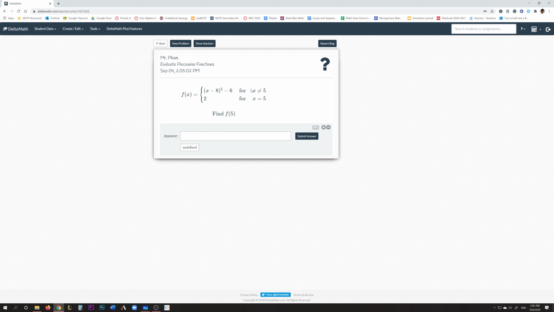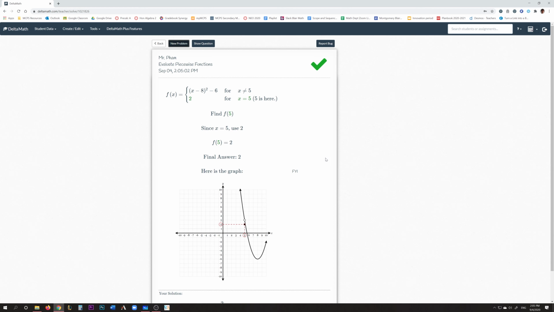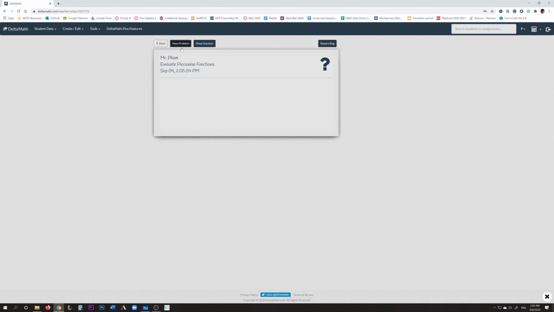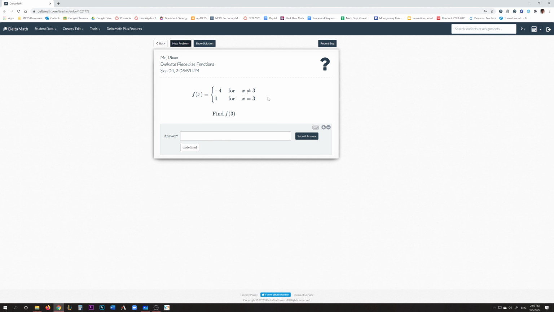You look at where 5 is within your piecewise functions. Well, this is saying when x is not equal to 5. So we don't want that. So when x is equal to 5, we plug it into this equation. Well, there is no x value here, so the answer is simply just 2. And you submit it. All right? And you go through the loop. These problems are very, very similar.